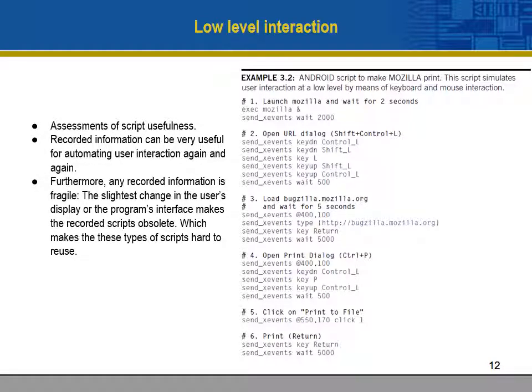Here we have an example of an Android script. It's basically going to be used to make Mozilla Print in this example. Small changes to the screen layout or even subtle changes in mouse position may cause these scripts to error out. Cats walking on keyboards is a common error seen here, for all those cat lovers out there.